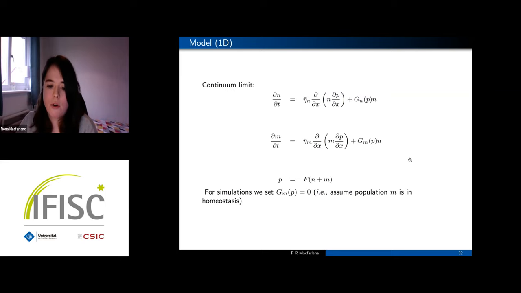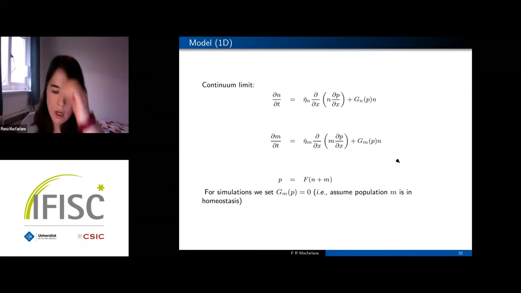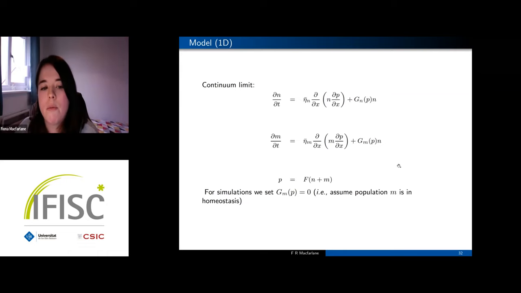For the simulations I'm going to show, we're going to consider that one population doesn't grow, but just responds to the pressure and movement. What that could represent biologically would be a system where perhaps one population is in homeostasis. That means our growth and death terms are balancing each other out, so it's a fairly stable population. And then the other population that does grow is not a stable population. That could represent, for example, cancer cells and normal tissue cells, where the cancer cells would be the ones that are growing.